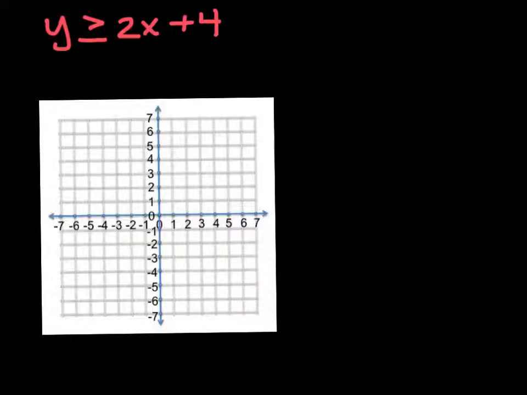Let's work through the process of graphing a linear inequality. We're going to graph y is greater than or equal to 2x plus 4. Our first step is to draw the boundary line, which we find by graphing the equation y equals 2x plus 4. So our y-intercept is 4. Our rise over run is 2 over 1. So we're going to go up 2 over 1, down 2 over 1, down 2 over 1. And here is our line, okay?